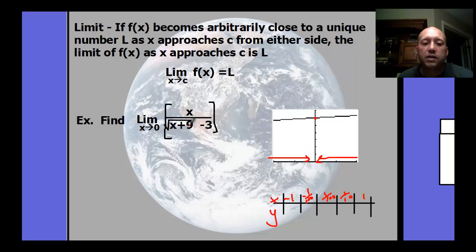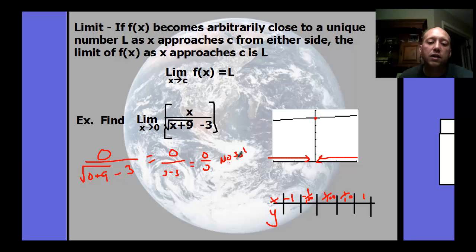So let's plug in 0 for x. We plug 0 in for x in this function. We'd have this, which if I simplify that, that's 0 divided by 3 minus 3, which is 0 over 0, which is the indeterminate form, so there's no solution. So even though there's no solution at x equals 0, we can still find a limit.